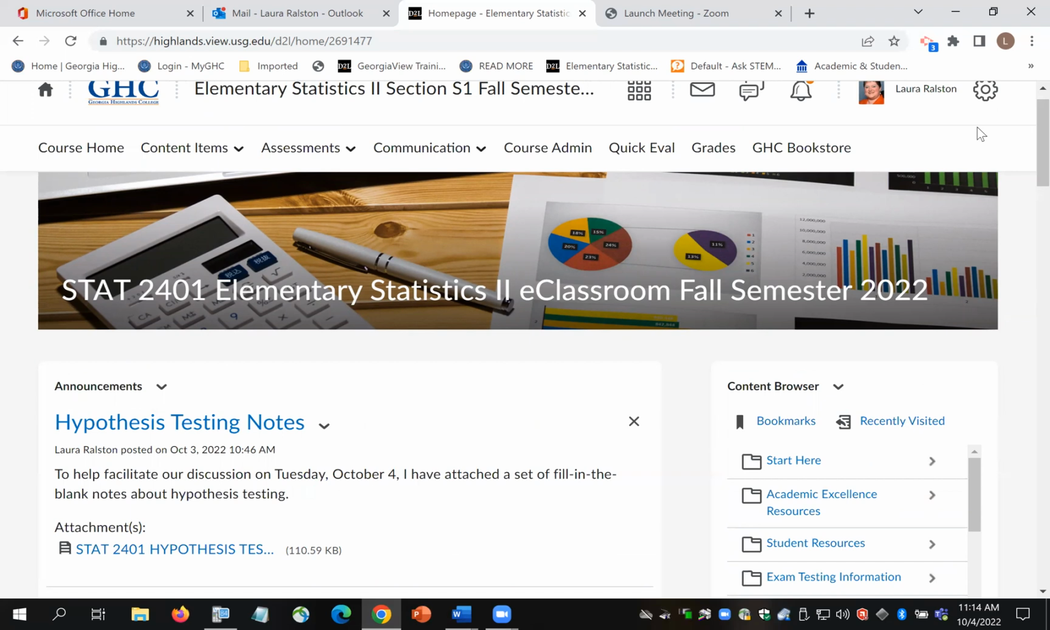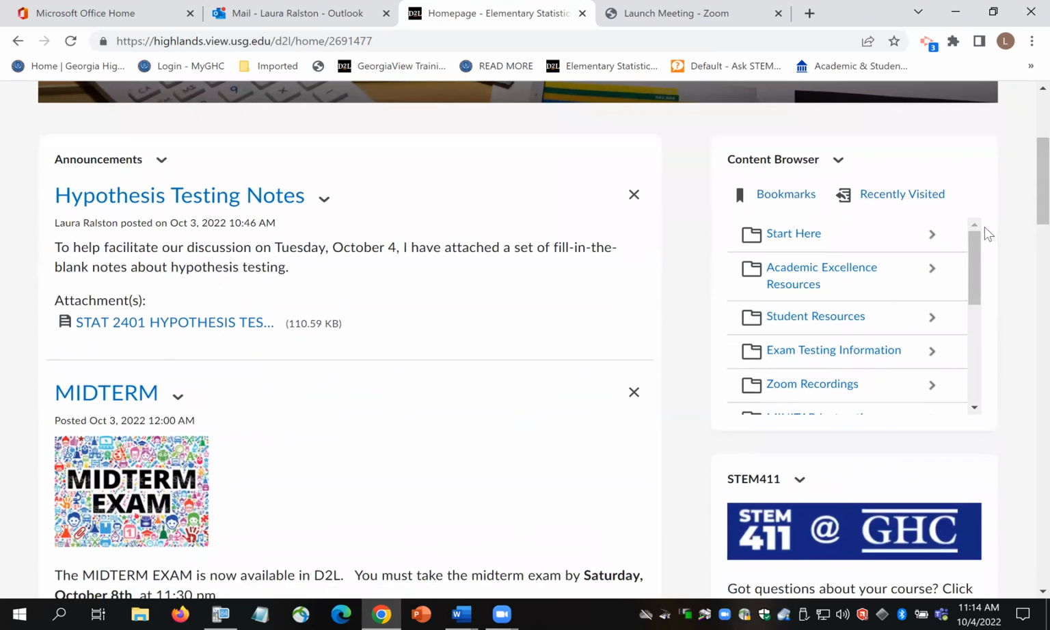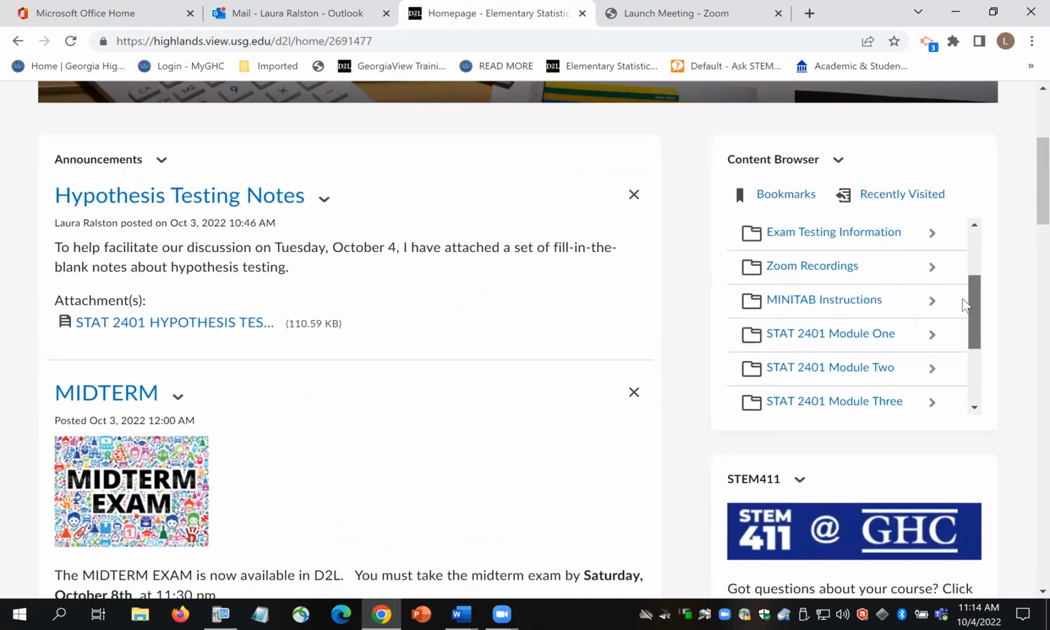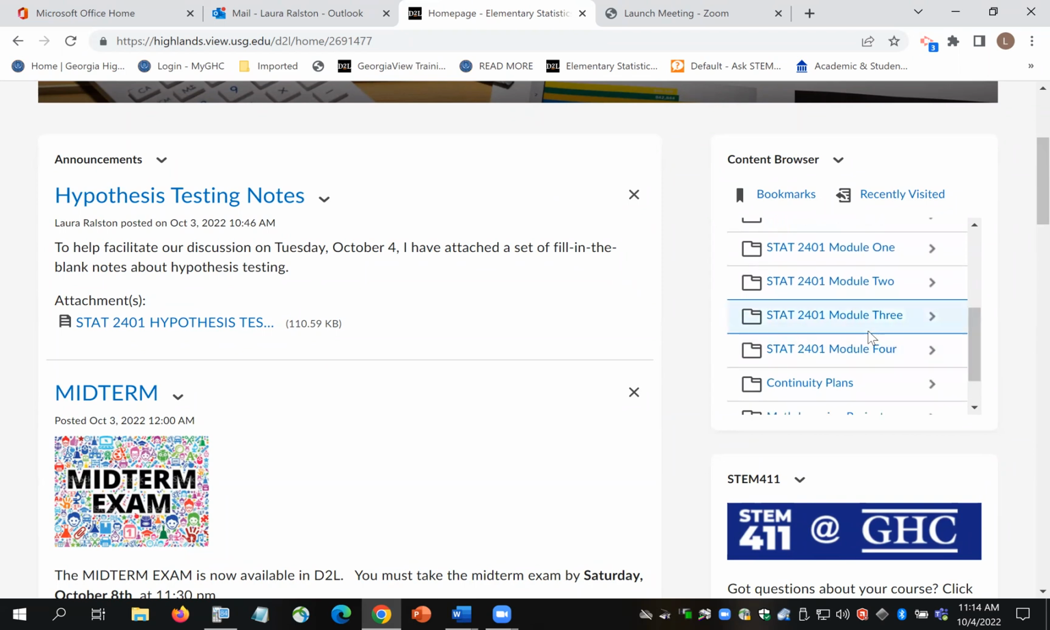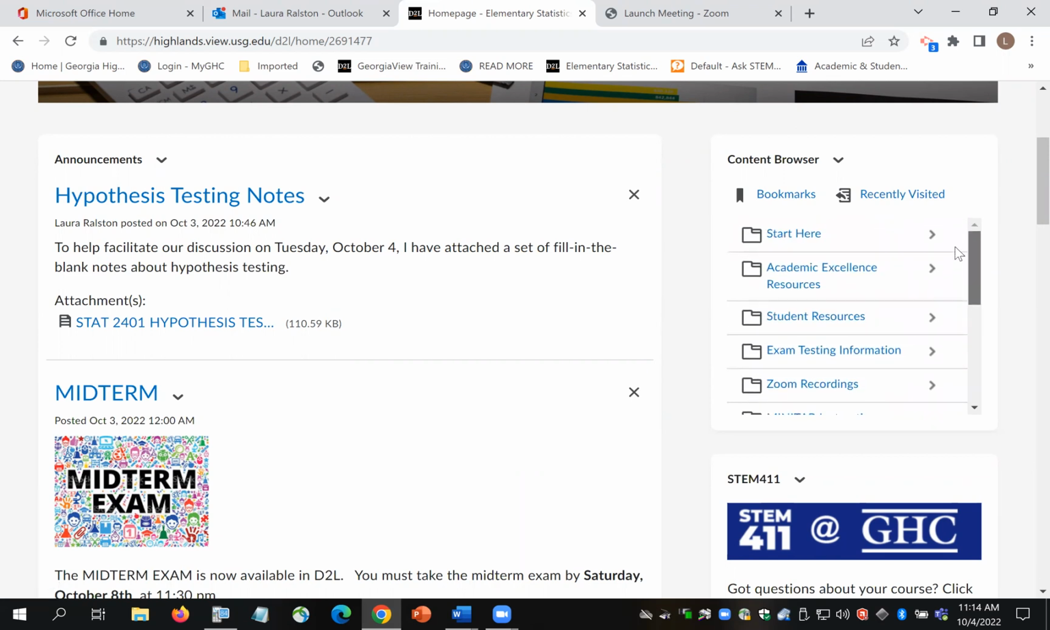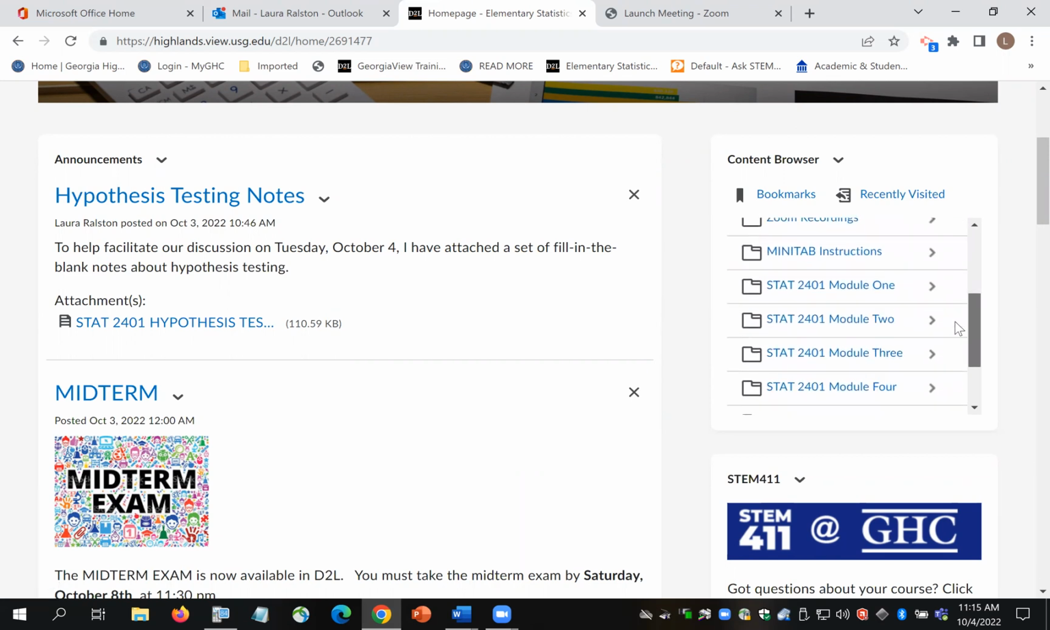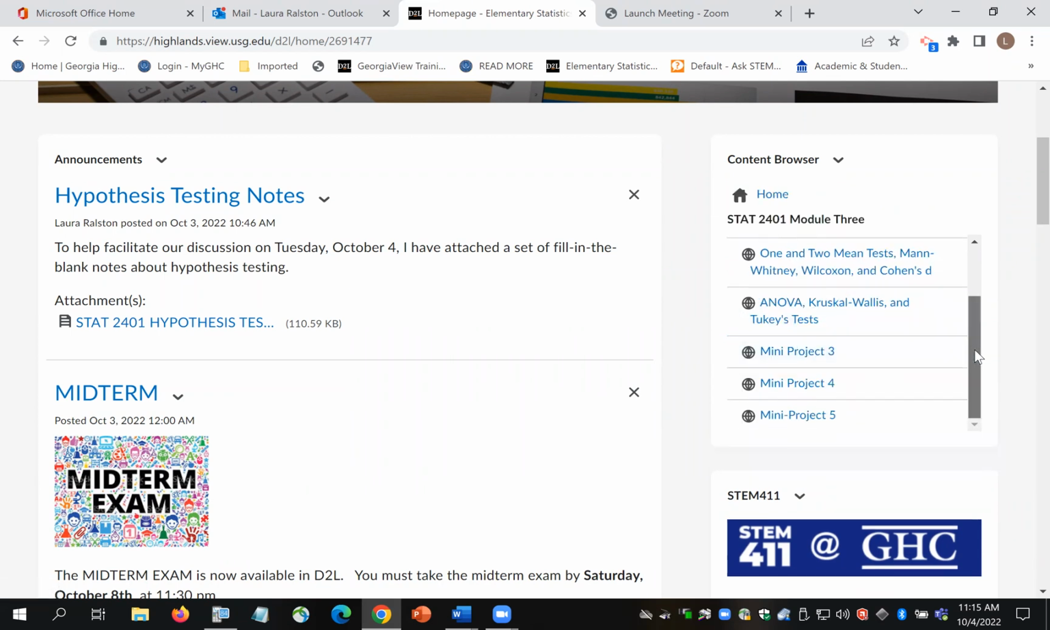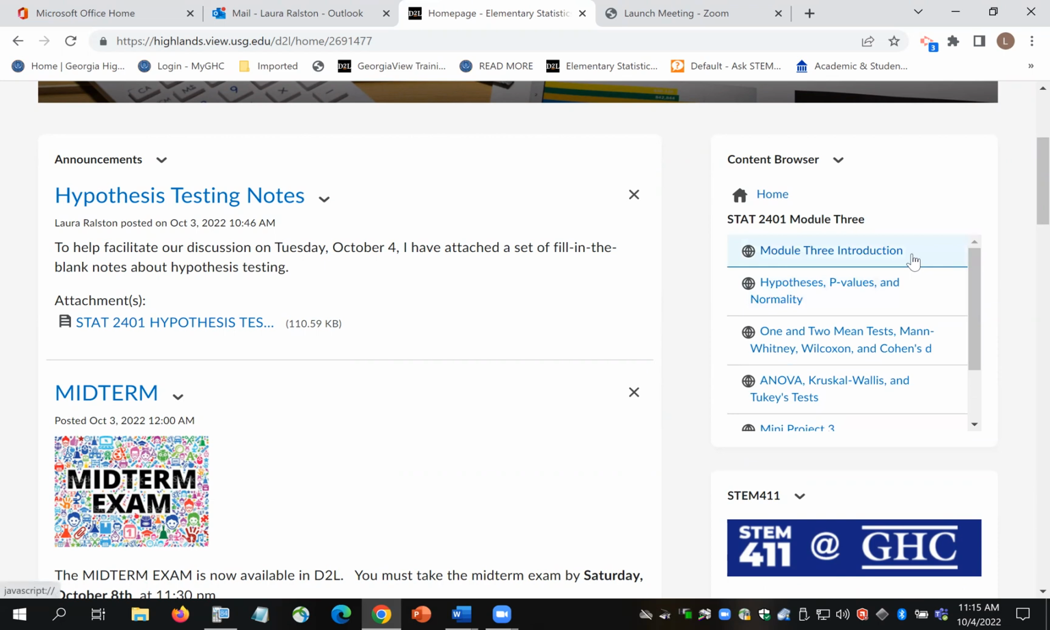Today, we're going to begin to look at module 3. Okay, we have to try to keep moving forward. And really our focus in module 3 and module 4 is going to be on what is called hypothesis testing. Hypothesis testing is one of the primary statistical analyses that we do.